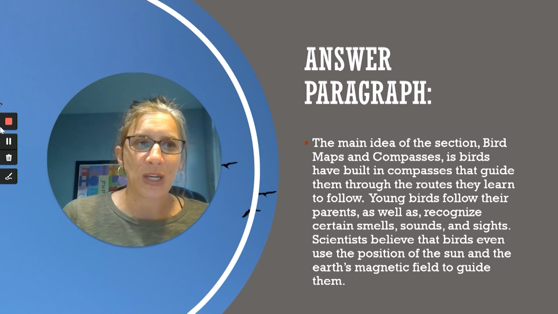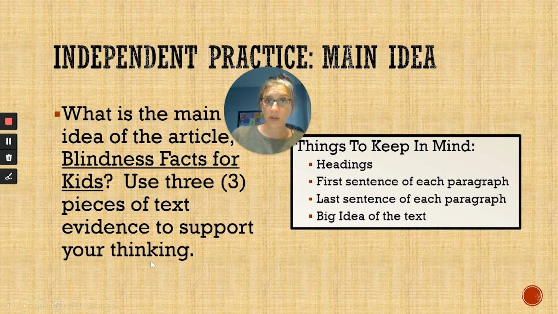Let's see what you're going to be working on today. So here's your independent practice for today. Again, you're doing main idea, but you are going to find the main idea of the whole article, Blindness Facts for Kids. So that was the second article that we read. You want to use 3 pieces of text support to support your ideas or prove your thinking.